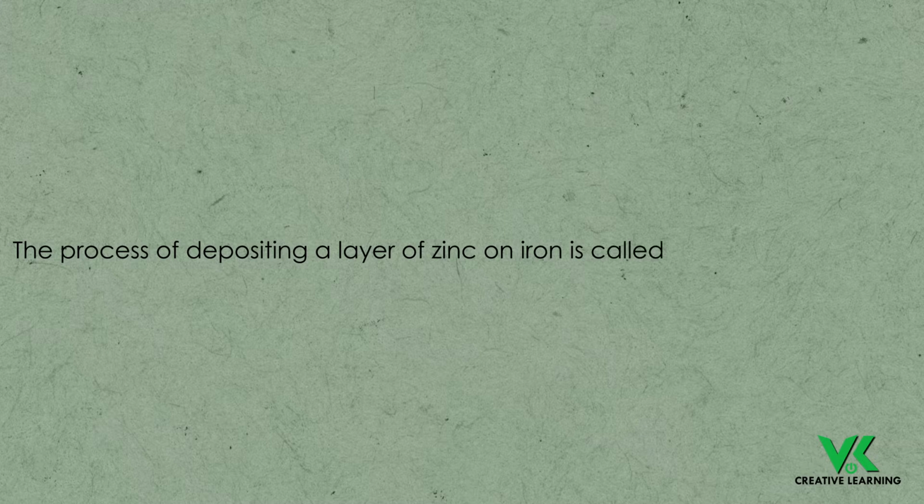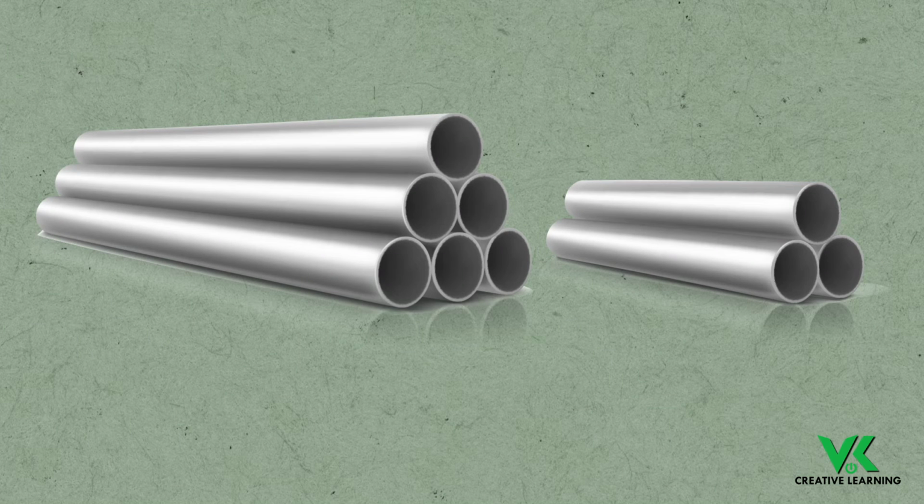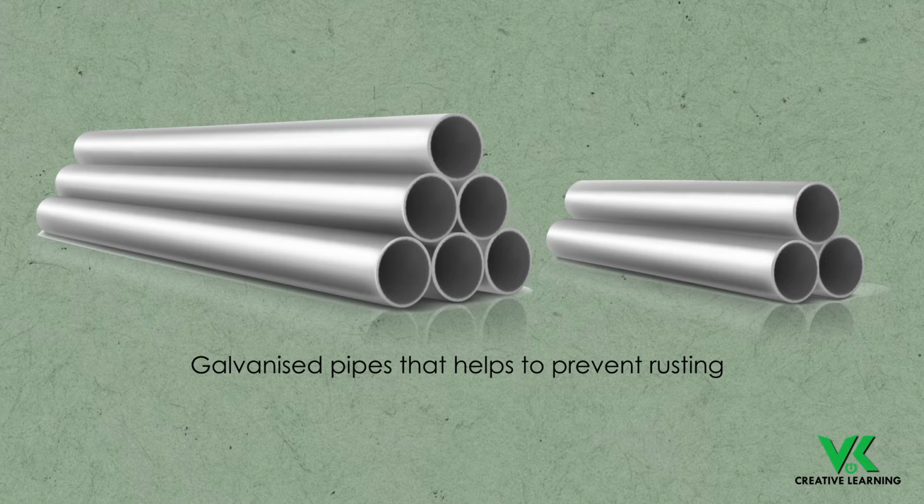Another way to prevent rusting is to deposit a layer of a metal like chromium or zinc on iron. The process of depositing a layer of zinc on iron is called galvanization of iron. The iron pipes we use in our homes are usually galvanized to prevent rusting.